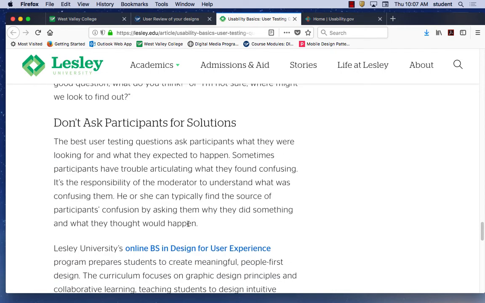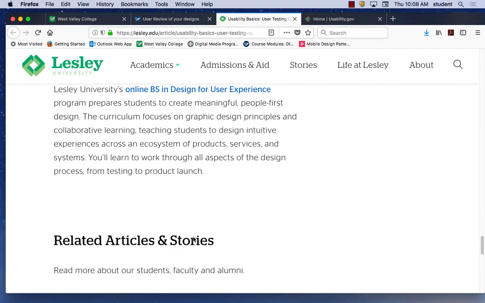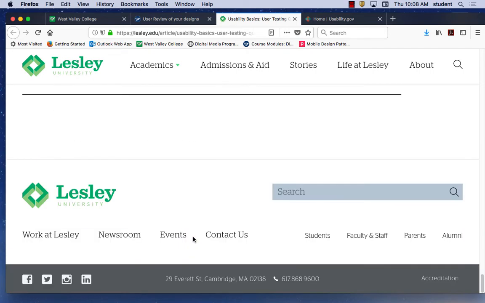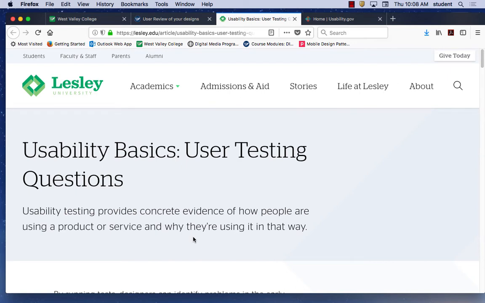Don't ask participants for solutions. The best user testing questions ask participants what they are looking for and what they expect to happen. Sometimes participants have trouble articulating what they found confusing. They don't know how to say, I didn't know what to do next, and they don't know how to answer that. Oh, and that's about it. But of course, this article didn't give us any questions.